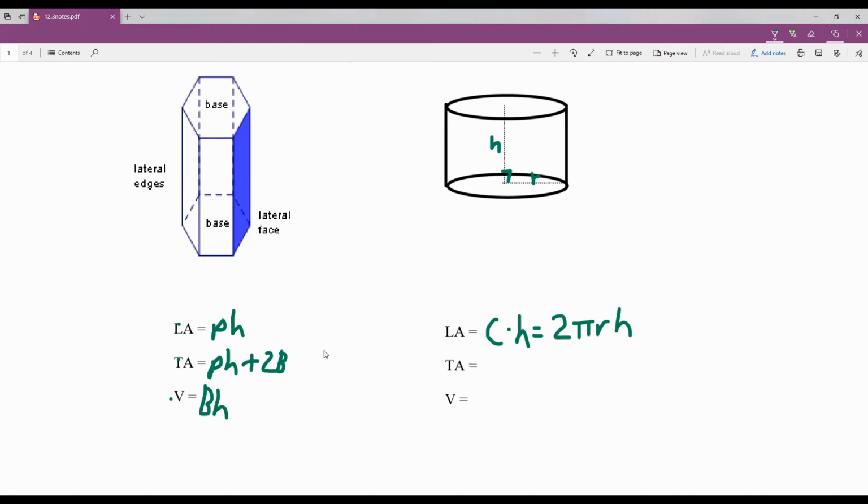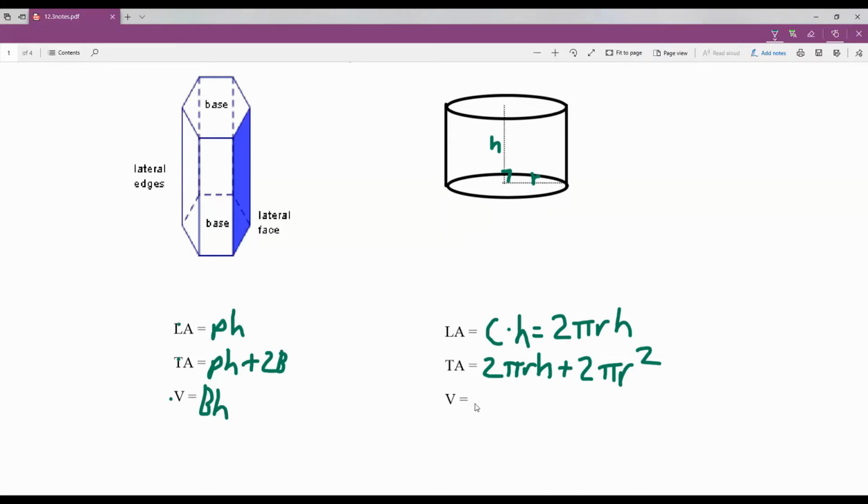Now your total area is just your lateral area plus your two bases. So our lateral area was 2 pi r h, plus the area of your base. Since these are circles for their bases, it's going to be 2 times pi r squared. If you wanted to, you could factor out a 2 pi r from both of these and make it look a little bit different, but you don't have to.